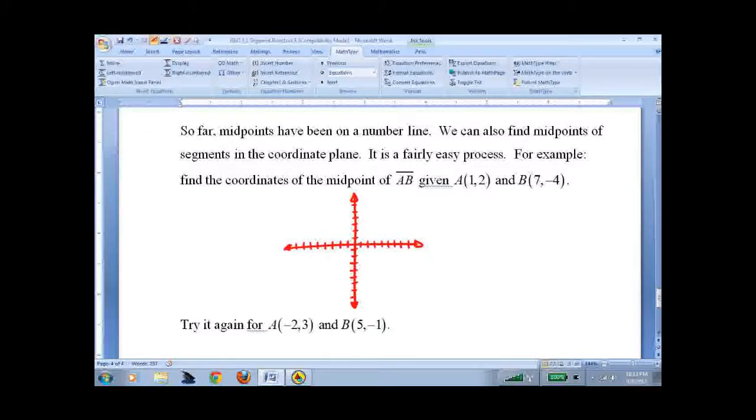So A is 1, 2. Always draw a map. Always print out your points. 7, -4 is B. And if we draw a good enough graph, we can almost eyeball it and say it's right about here. Looks like 4, -1. But we don't know that. So here's what you do. You label them.